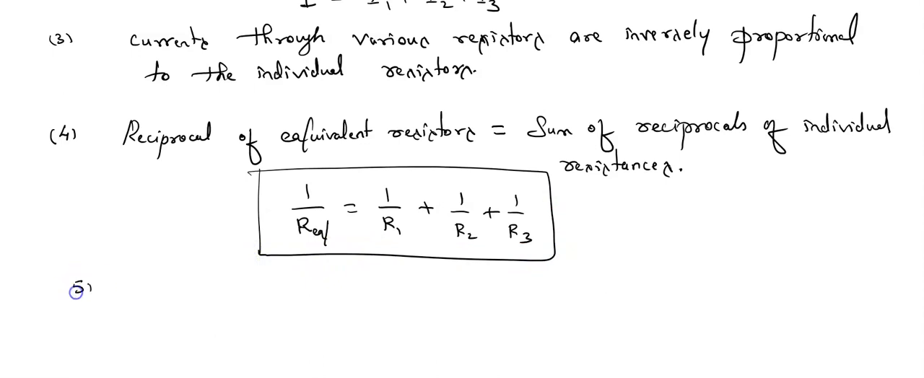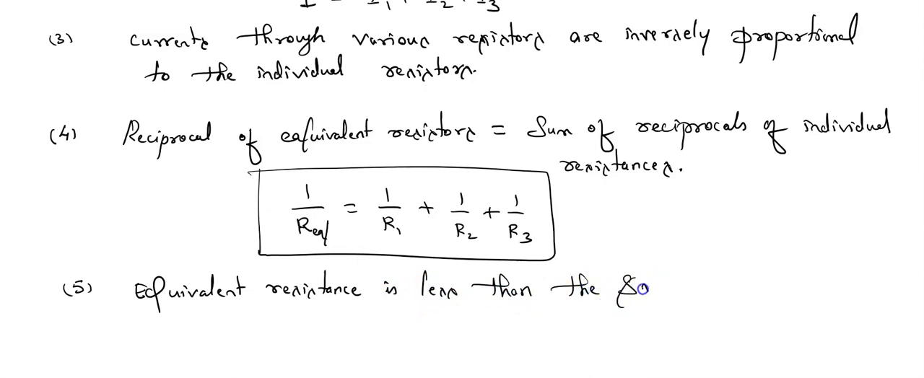Okay. Next point, equivalent resistance means total resistance. Okay, equivalent resistance will be less than the smallest individual resistance. Equivalent resistance will be less than the smallest individual resistance. Is this clear?